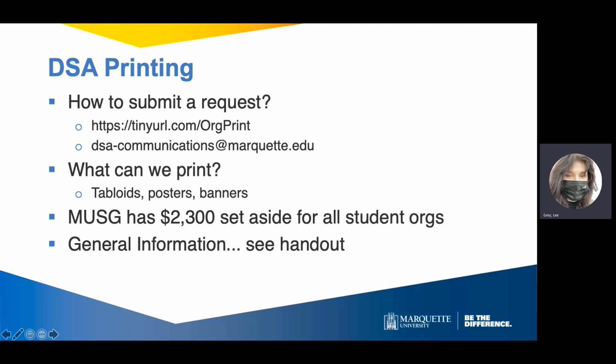So you can print tabloids, posters, and banners for your organization, and the way you do that is you submit a request through the link that you see on screen here. The MU student government has $2,300 set aside for all student orgs, which can go towards this printing. And for more general information, make sure you see the handout.